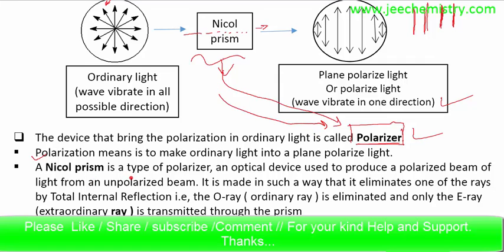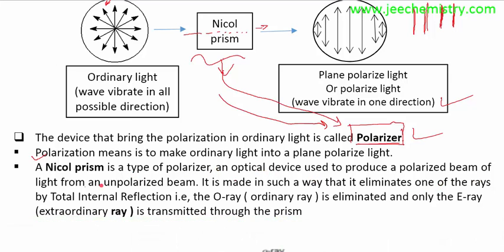The nickel prism is a type of polarizer, an optical device used to produce a polarized beam of light from an unpolarized beam. It is made in such a way that it eliminates one of the rays by total internal reflection. That is, the ordinary ray is eliminated and only the extraordinary ray is transmitted through the beam. Actually, in this sentence I want to say that the nickel prism is one type of polarizer, converting unpolarized ordinary light into plane polarized light.